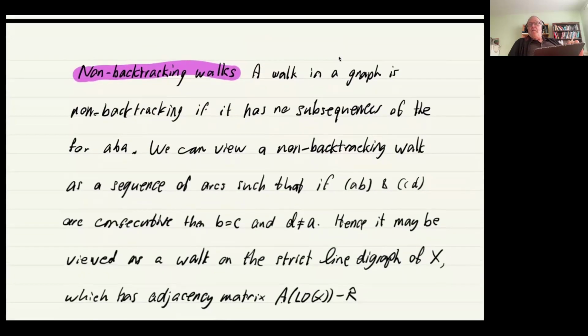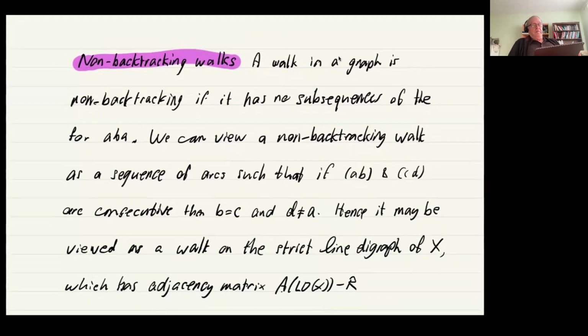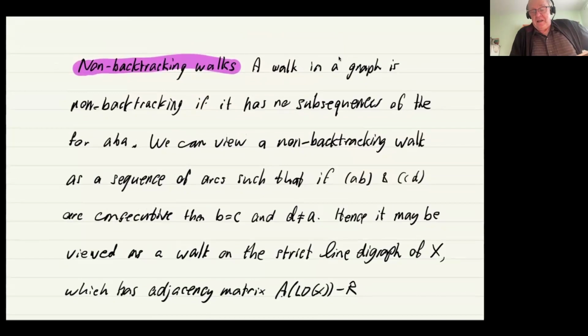The other comment I wanted to make is a connection with classical walks. So we have what people call non-backtracking walks. If you go from A to B, you can't step back to A on the next step. So there are no subsequences ABA. And these arise in various situations. They're interesting objects in their own right.